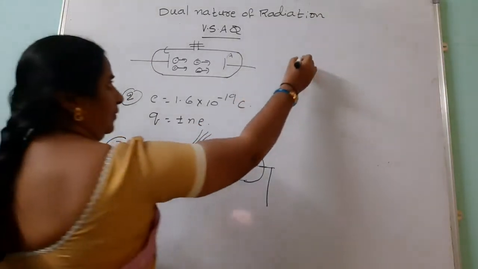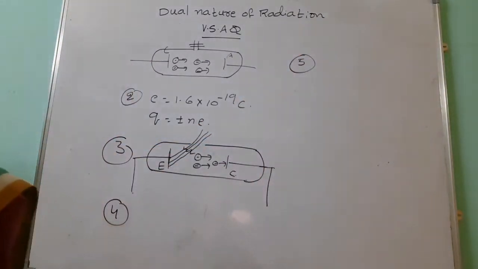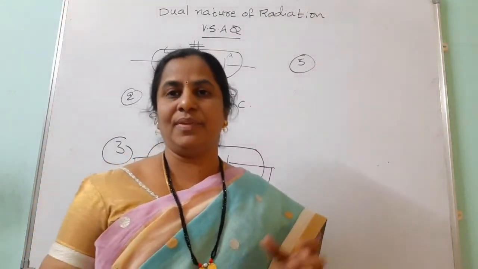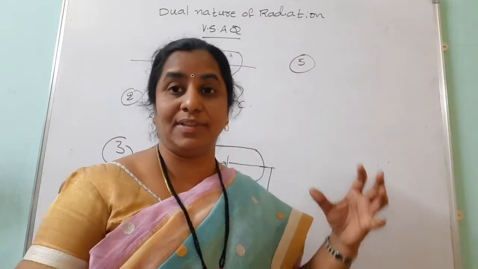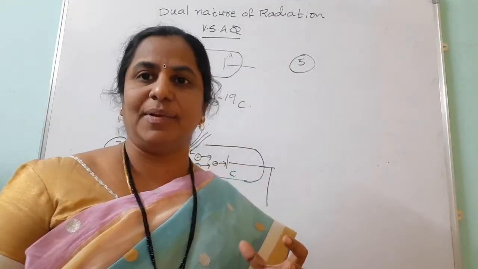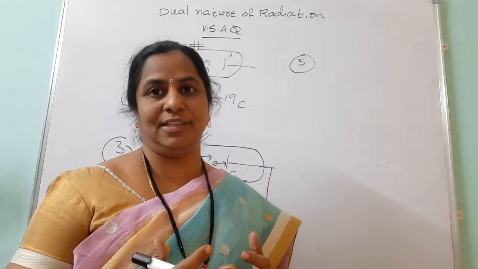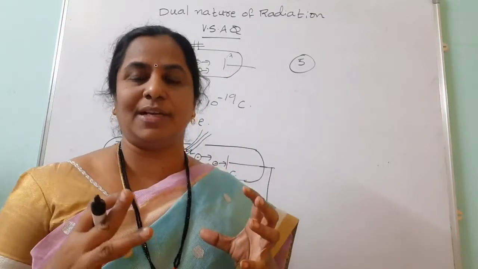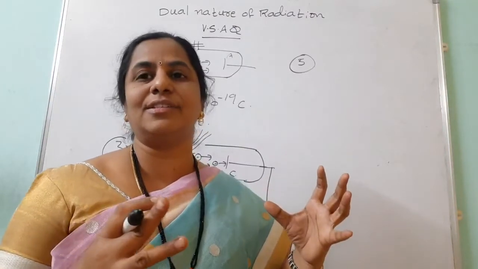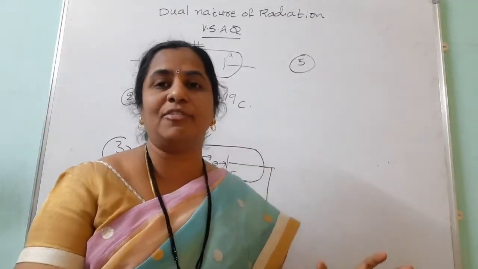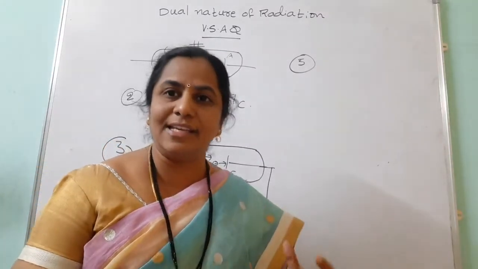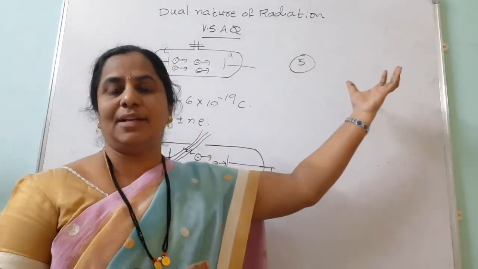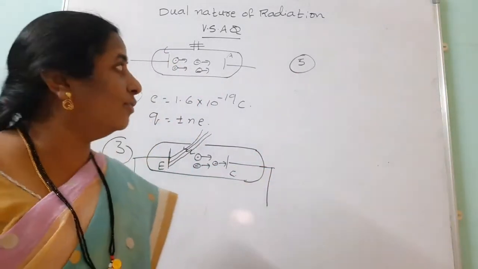Then our fifth very short answer question is, give examples of photosensitive substances. Just now I said that when light falls on a surface, electrons are liberated from it. But which materials are suitable for this? Alkali metals like sodium, potassium, lithium, cesium. These are photosensitive metals. When light falls on them, electrons are immediately liberated. So out of all types of materials, we can choose the alkali metals, and then we can easily conduct the photoelectric effect. So alkali metals like sodium, potassium, lithium are the photosensitive metals.